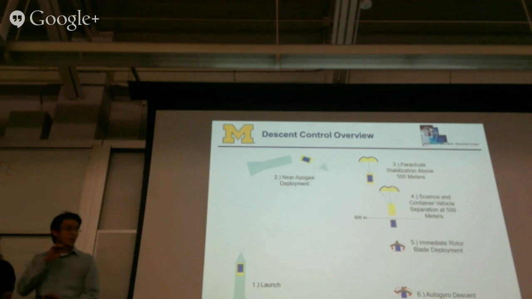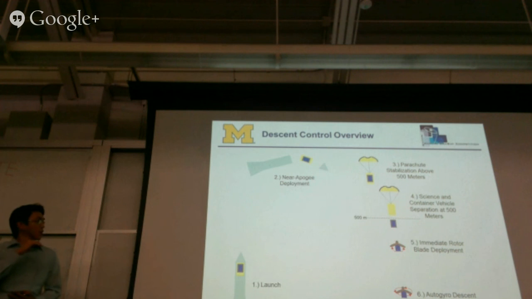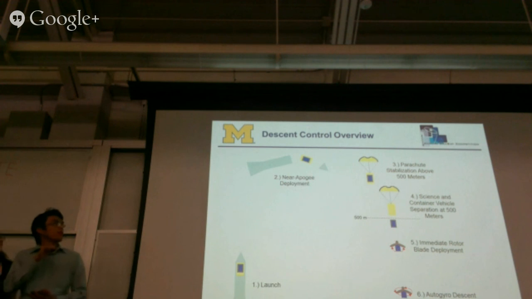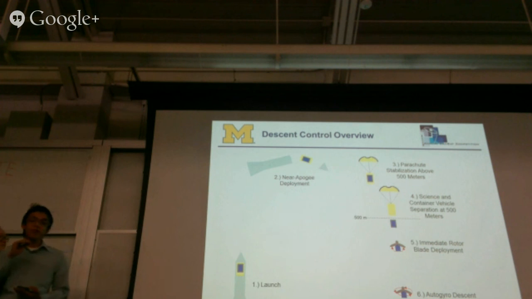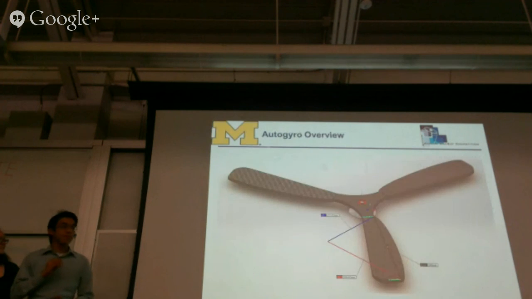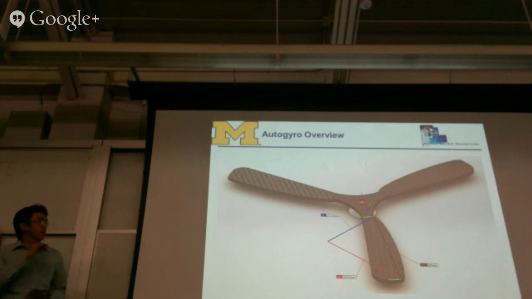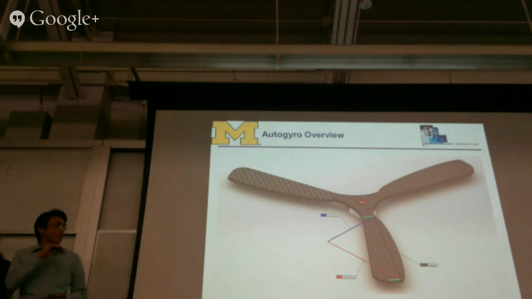Here we have a visual overview of the process, starting at launch, near apogee deployment, and then parachute stabilization at above 500 meters. And our plan is to separate from the container vehicle at approximately 500 meters. From there, we'll have an immediate rotor deployment and then an autogyro descent. Here we have a CAD model of our autogyro, and in general, we're aiming for hinges really close to the base and about 30 centimeters more or less for the blade.